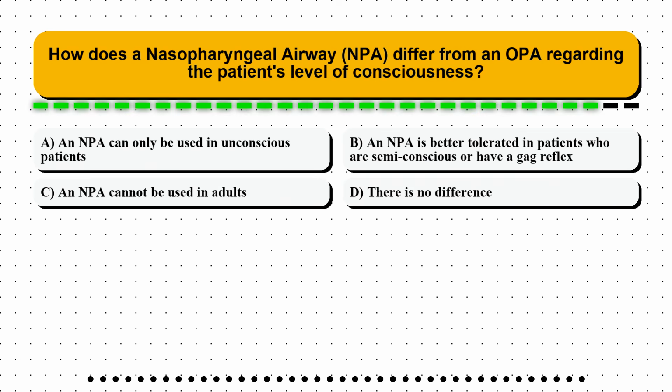Question 16. How does a nasopharyngeal airway, NPA, differ from an OPA regarding the patient's level of consciousness? Option A, an NPA can only be used in unconscious patients. Option B, an NPA is better tolerated in patients who are semi-conscious or have a gag reflex. Option C, an NPA cannot be used in adults. Option D, there is no difference.